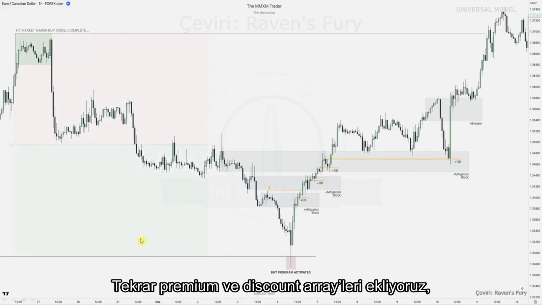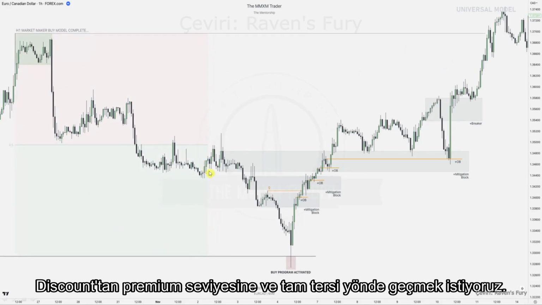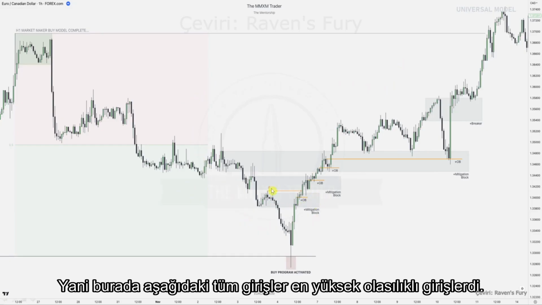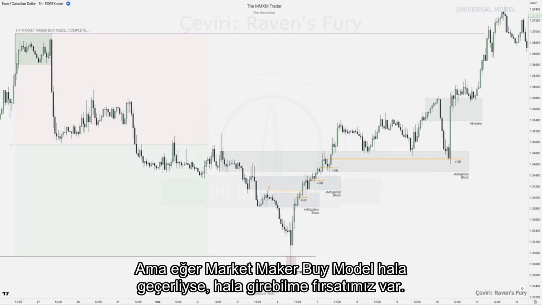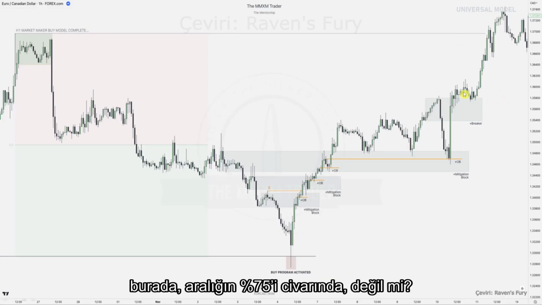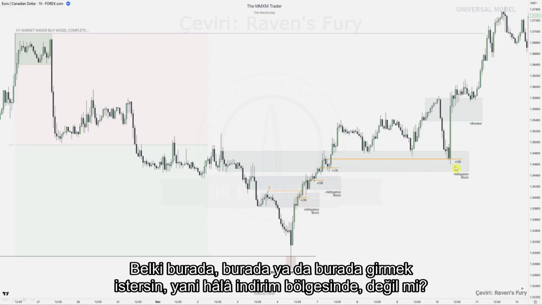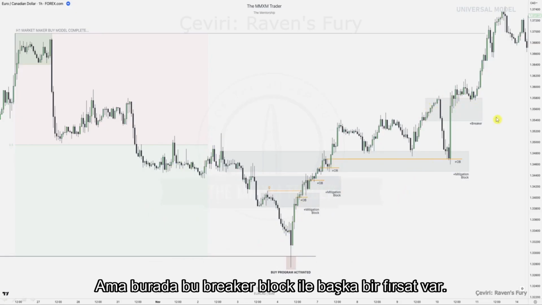Price finds support over here and eventually clears this 1 hour market maker buy model. Adding premium and discount arrays once again, right? We want to go from discount into premium and vice versa. So all these entries down here were the most high probable entries. As soon as we go above premium, it starts to decline in probabilities, but if that market maker buy model is still intact, there's still opportunity to get in, even up here in 75% of the range, right? Ideally, you want to get in down here, or down here, which is still in discount, right? But there's another opportunity here with this breaker block.